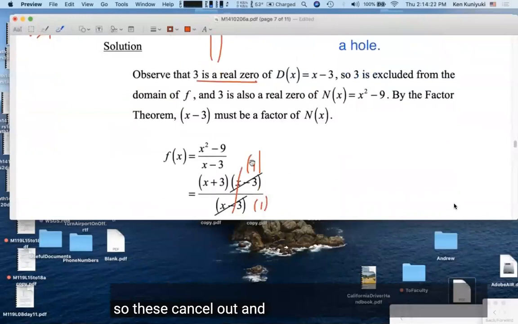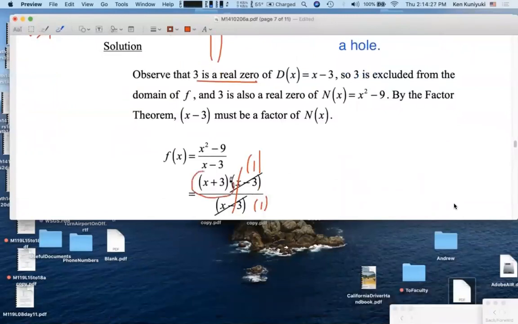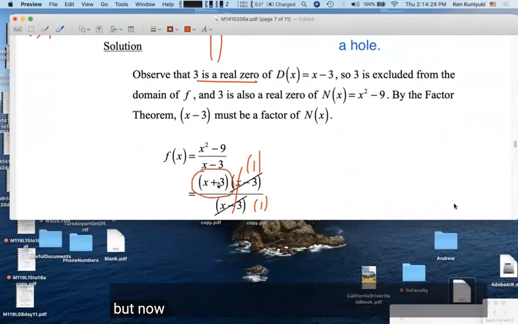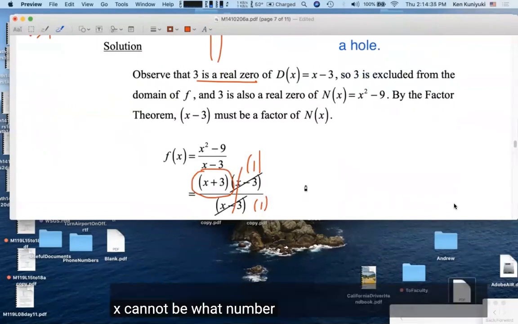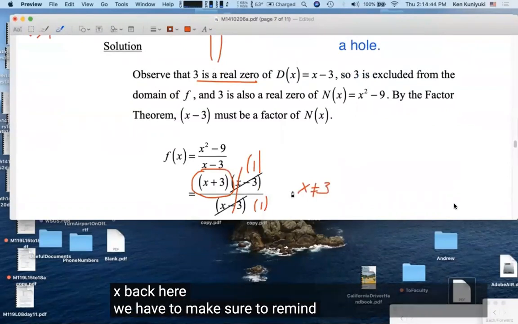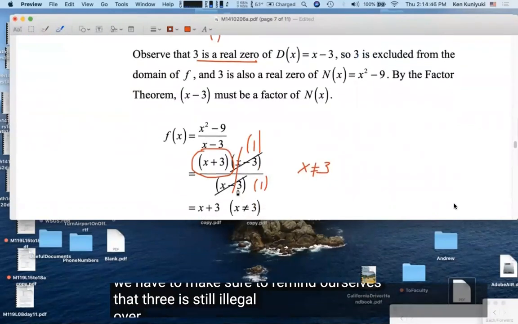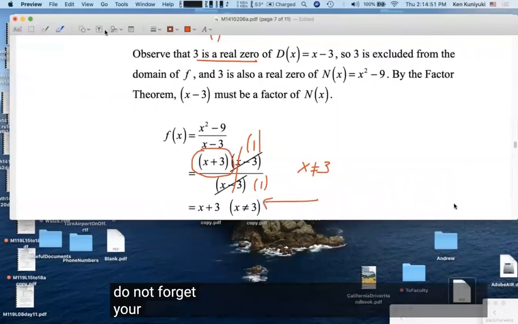So these cancel out, and we're left with x plus 3. But now, remember something we talked about early in the course. x cannot be what number? x still cannot be 3. If 3 was an illegal value for x back here, we have to make sure to remind ourselves that 3 is still illegal over here. We have a hidden restriction. Do not forget your hidden restrictions.